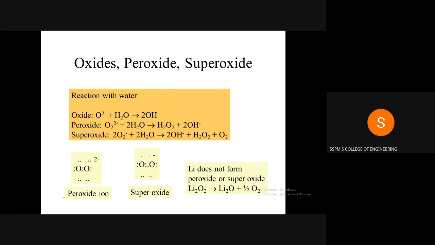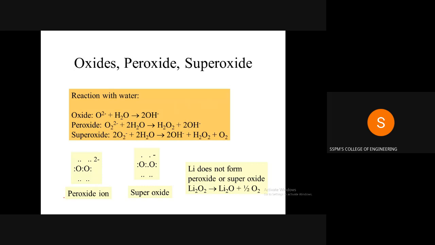Then they form oxides, peroxides, and superoxides. Oxides means oxygen reacts with water to form hydroxyl ions. These hydroxyl ions react with the alkali metal to form hydroxide. That is sodium hydroxide. When sodium reacts with OH minus, it will form sodium hydroxide.